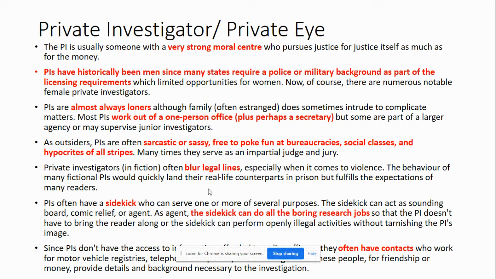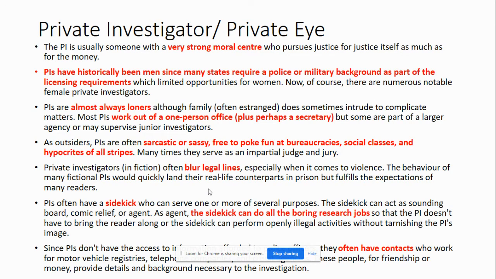Historically, they have been men because many states in America required a police or military background in order to get a license to become a PI. But of course, now since time has moved on and the genre has moved on, we do see more female PIs. Almost always loners. They have issues with their families.